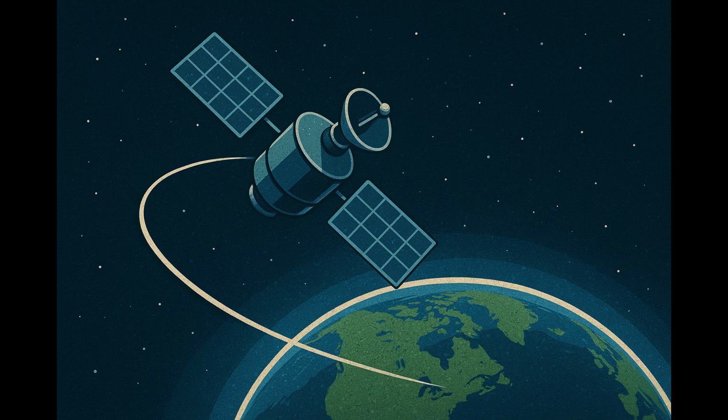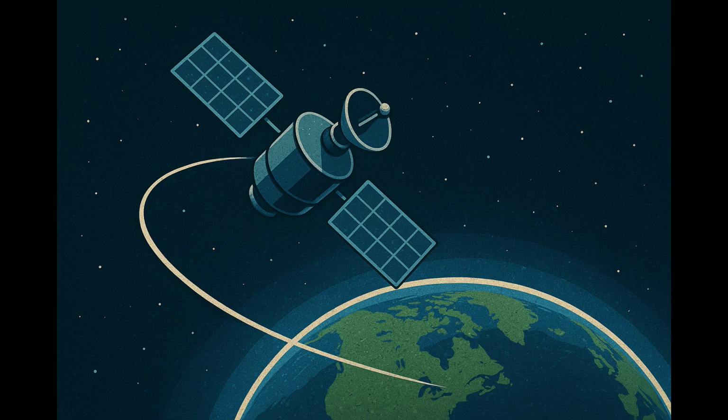Think of throwing a baseball. It falls to the ground. But if you could throw it fast enough, say 28,000 kilometers per hour, the curve of the Earth would drop away beneath it at the same rate it falls. That's an orbit. Gravity and inertia.